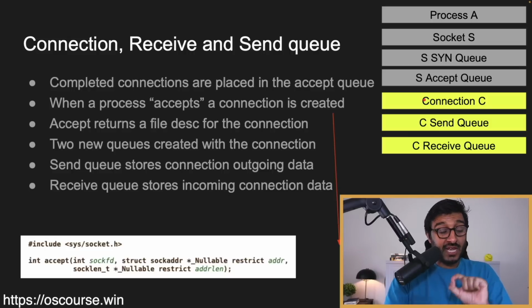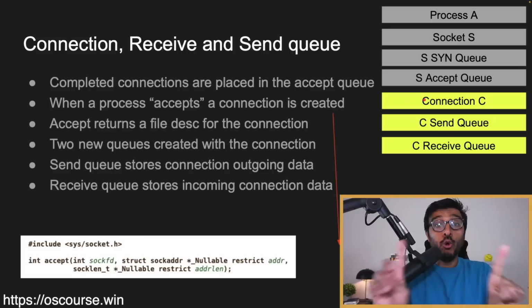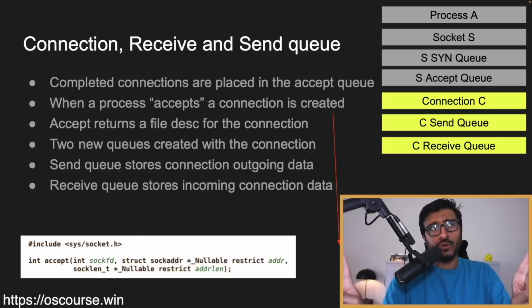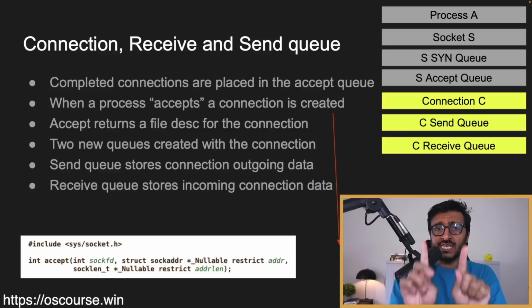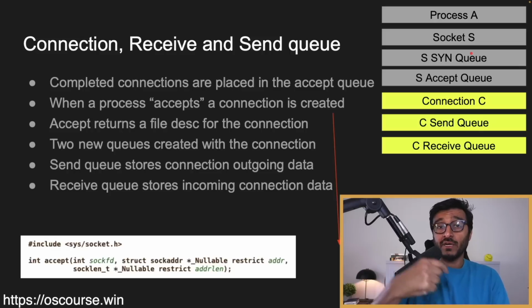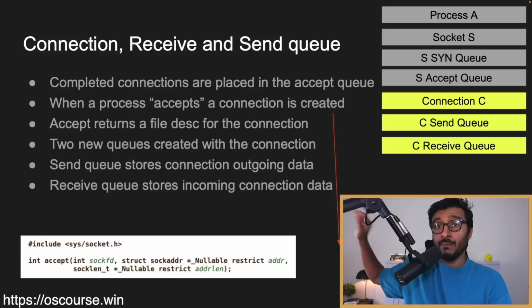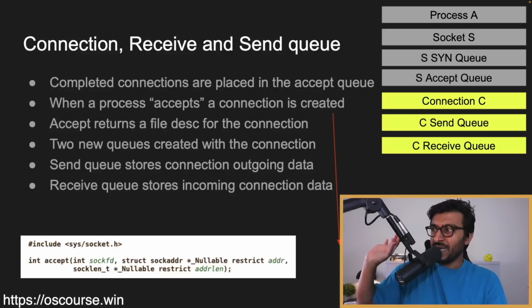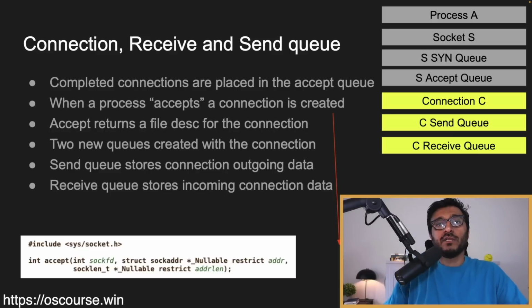That connection is going to be a file descriptor which lives on the process that called accept. If I am process A and I called accept, then the file descriptor that comes back will live in process A. If I'm process B and happen to have access to the socket somehow, and I called accept, then the file descriptor that gets created will live in process B's PCB, process control block. And it's going to be a chain of file descriptors. Maybe I'll accept 100 connections.